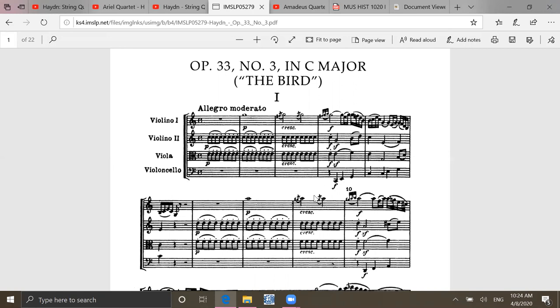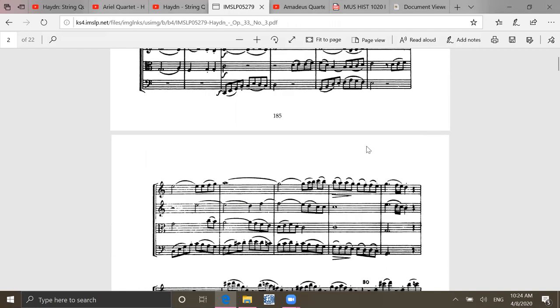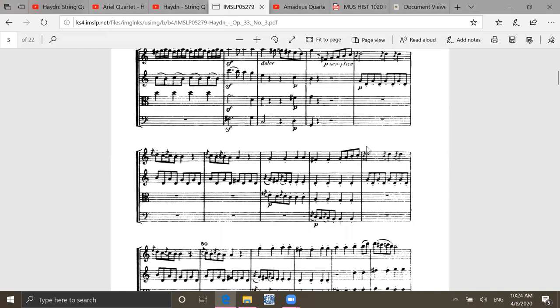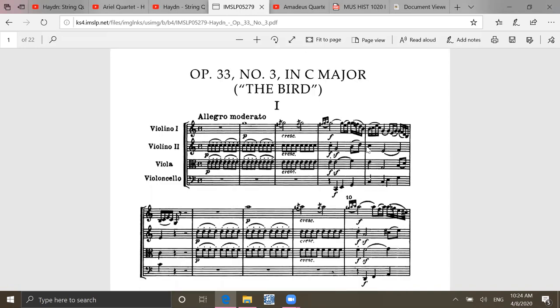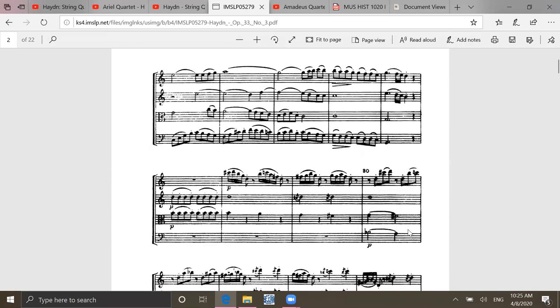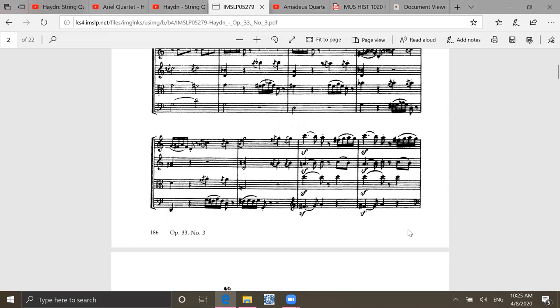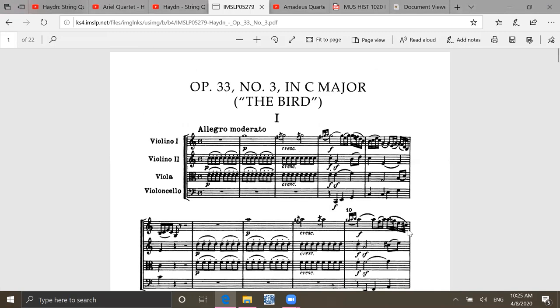Like I said, we'll hold score with this, and I think we should just try to talk about what we heard afterwards, like we always do. I'm just really curious about your impressions of this movement. Maybe we could talk more about how Haydn develops the motives, the themes, or if you found anything ridiculous or remarkable, we can talk about that too. All right, so here is the first movement from The Bird.